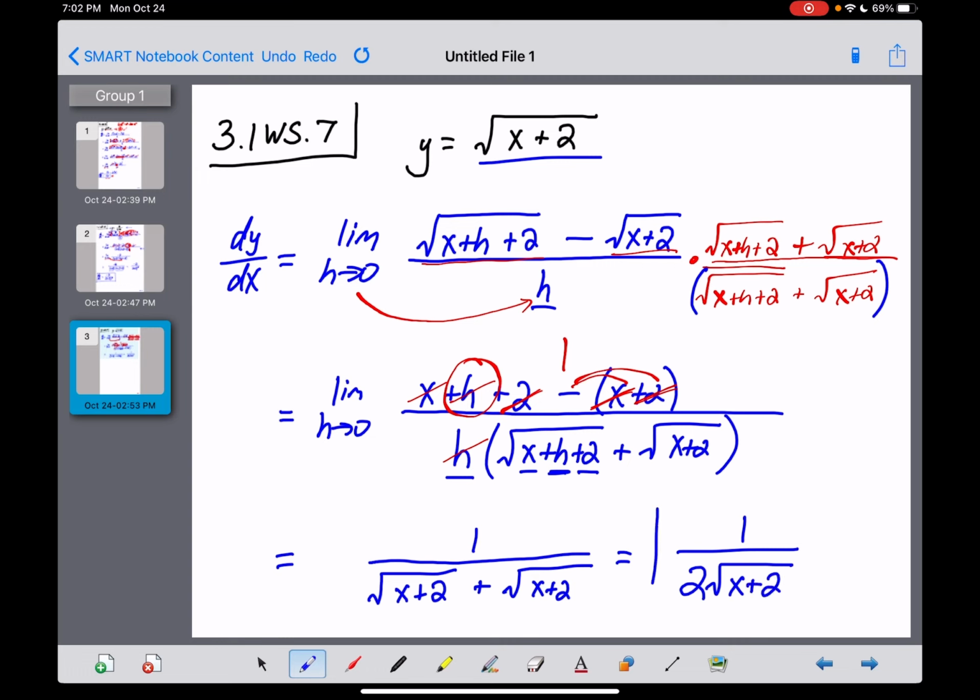So there it is, guys. 1 over 2 times the square root of x plus 2 is the derivative then of the square root of x plus 2. And later on in this chapter, we're going to learn a little rule called, actually not really the chain rule, it's really a power rule problem now that I think about it, that'll kind of verify that result. But this is how you would get it using the definition of the derivative.